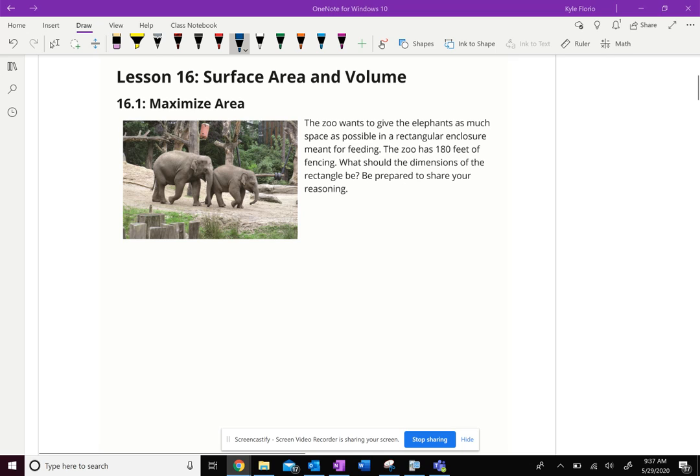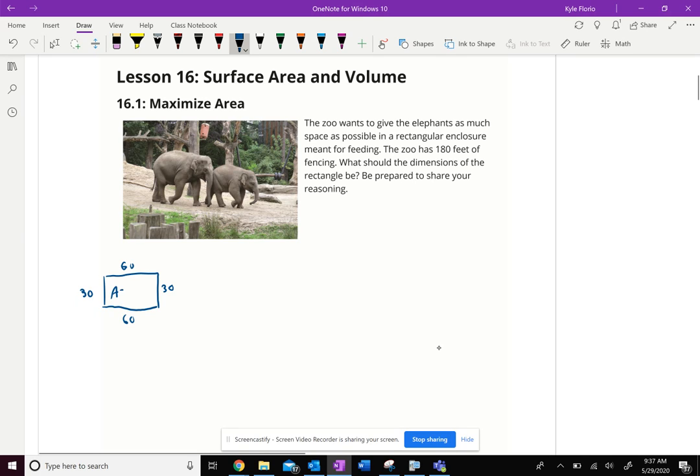So the goal here is we want to make the biggest area possible, and we only have 180 feet of fence to do it. So I'm just going to try a couple different things. I have a rectangle, and I have 180 yards of fence to make this. So I need the dimensions to add up to 180. If I did 30 and 30, that'd be 60. 60 and 60 is 120. So 120 and the 60, that'll add up to 180.